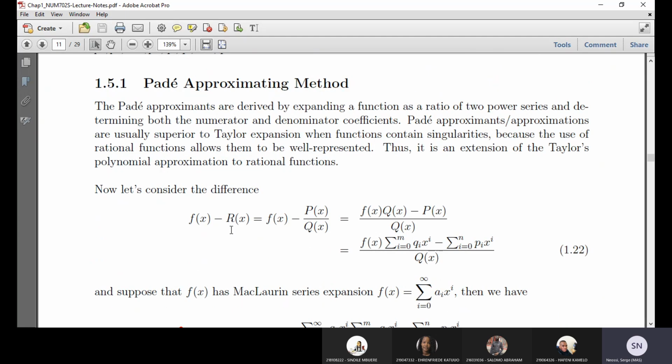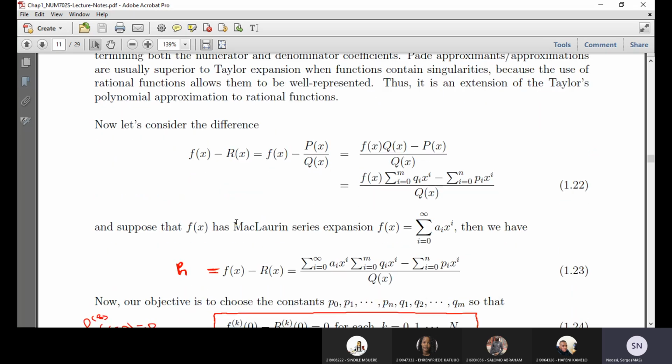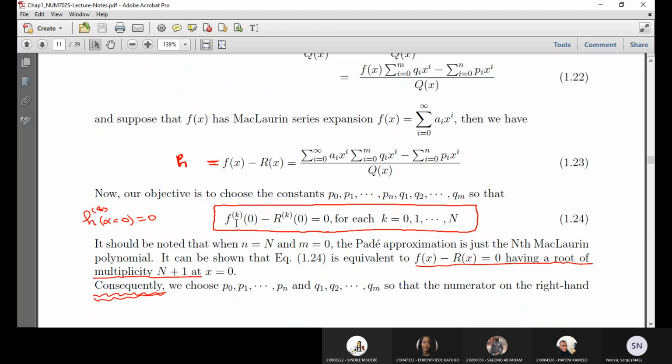For that purpose, we computed the difference between f and R(x). That is in fact the error. This difference is the error. And we impose the fact that 0 has to be a root of multiplicity capital N plus 1, sorry. So for that purpose, we impose that the k-th derivative at 0 of the difference is 0 for k running from 0 to N.